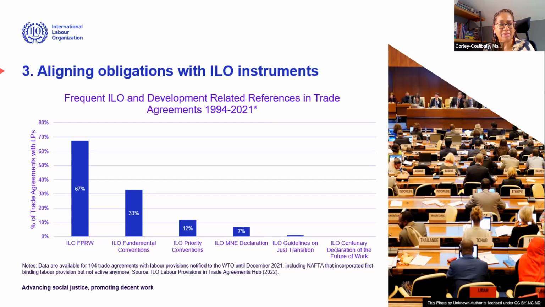So for example, about 70% of labor provisions in trade agreements refer to the ILO Declaration on Fundamental Principles and Rights at Work. And one reason for this is because member states do commit to respect and promote the principles and rights of the ILO Fundamental Principles and Declaration. Another 1/3 of labor provisions in trade agreements refer to ILO Fundamental Conventions and the progress towards ratification thereof.